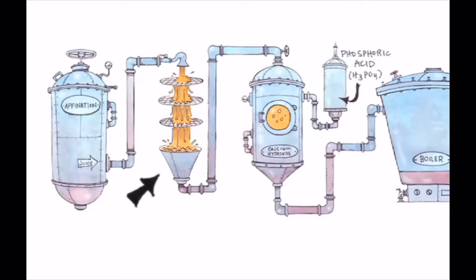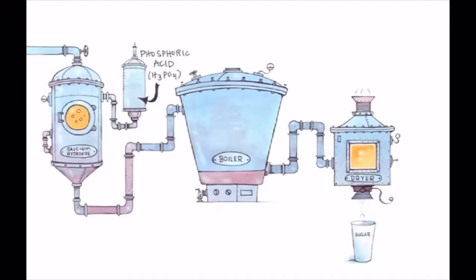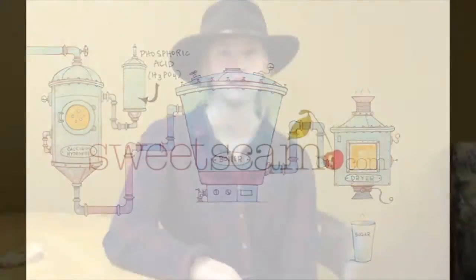From there, the sugar is clarified and decolored, either with phosphoric acid and calcium hydroxide or with calcium dioxide. Finally, the solution is boiled one last time to concentrate it into white granulated sugar crystals. So once I eat it, what's my body use it for?